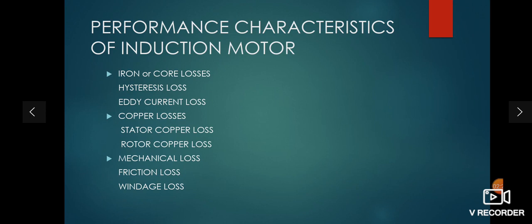Friction loss means when the motor rotates, then what will happen? Frictions are there at the bearing, so friction losses are there. And windage losses means your shaft starts to rotate, so it cuts the wind or the air, so windage losses occur. So due to all these losses there is lots of power consumption, and that's why your output decreases, and that's why your efficiency decreases.